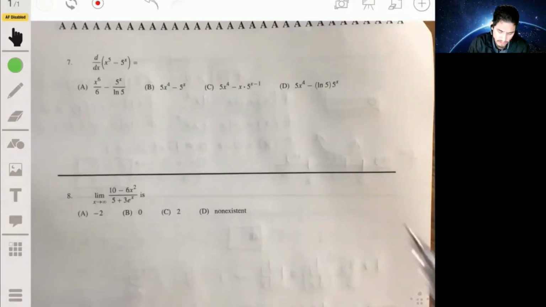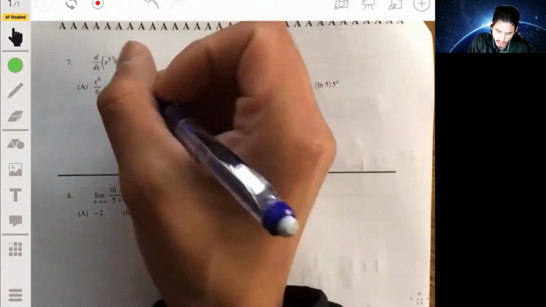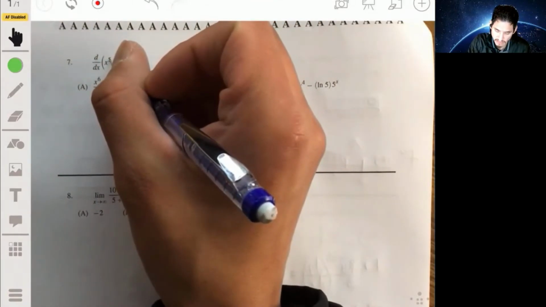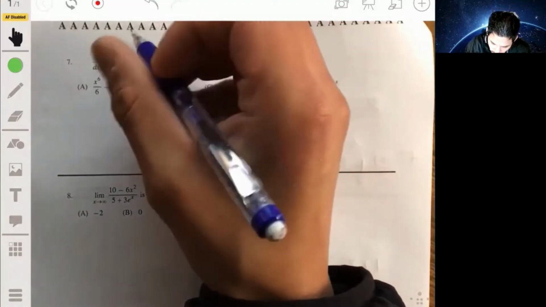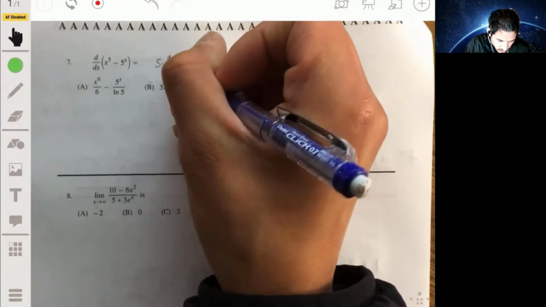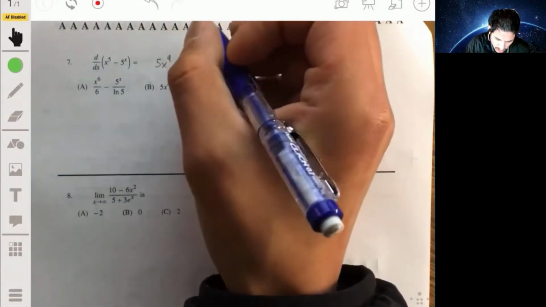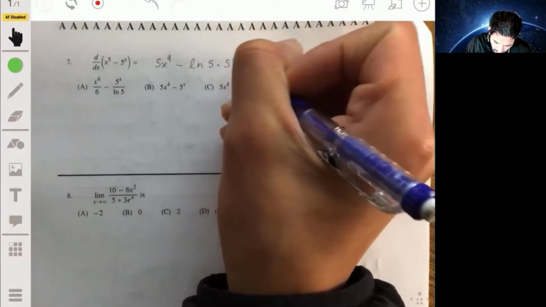All right, so in problem 7, we've got to find the derivative. What we're going to do is use the power rule to find the derivative of x to the fifth, and to find the derivative of 5 to the x, we just use the logarithmic property. So this will be equal to 5x to the fourth minus the natural log of 5 times 5 to the x.